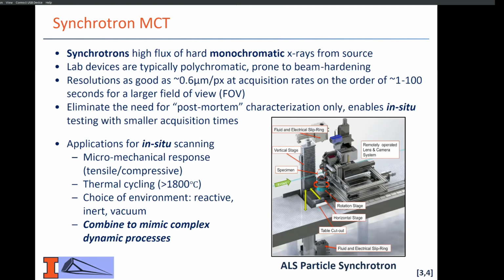Those X-rays are actually able to penetrate that load cell, attenuate through your sample, and you can actually see, depending on your temporal resolution, the material and how it responds to that tensile loading. And so, like I said, this is an excellent application for micromechanical response testing, thermal cycling, even up to 1800 C, your choice of chemically reactive environment, whether it's reactive, inert, or just in vacuum. And then, of course, what's super interesting is when you're able to combine all of these for a dynamic process.